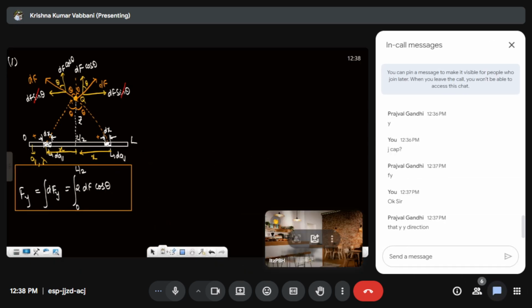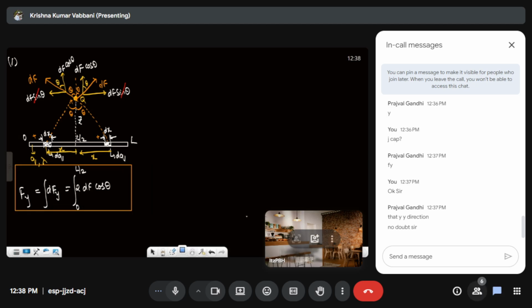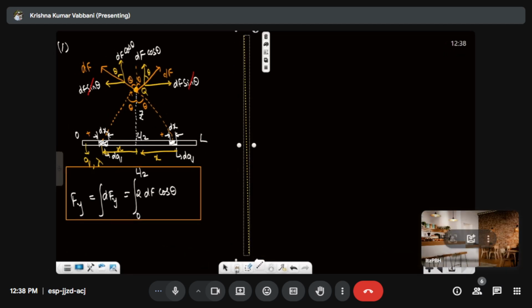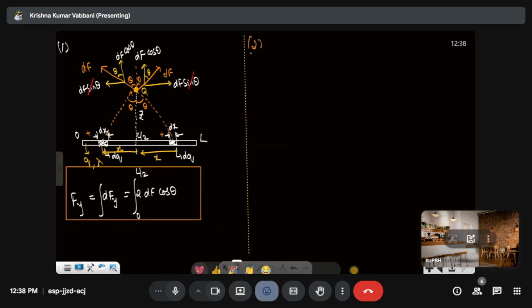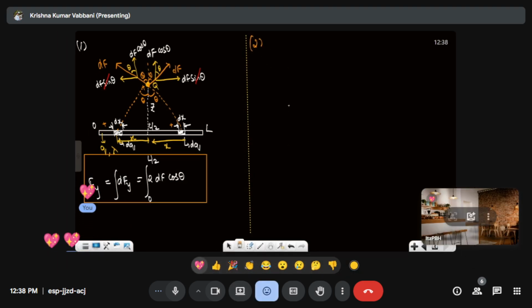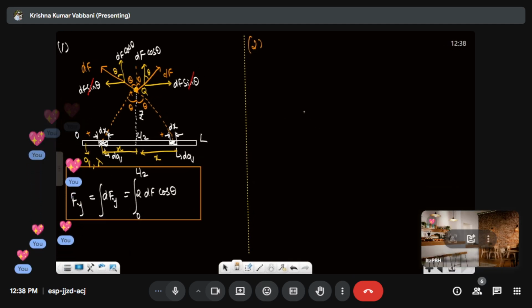Okay, still we didn't solve the problem. Okay, guys, we didn't solve the problem. Still, we are looking at how to solve the problem. That's it. Okay, we'll solve the problem, don't worry. So, second example. Take the second example. What is the second example?